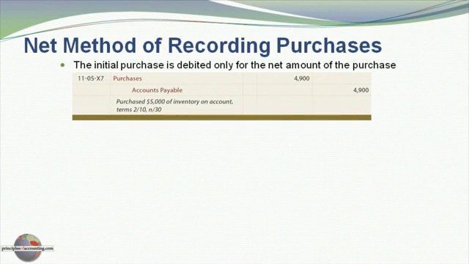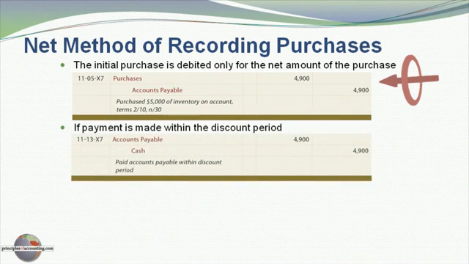If we look at exactly the same transaction under the net method, the initial purchase is recorded for the net amount. So here I'm recording the purchases for $4,900, anticipating the taking of the discount already. If payment is made within the discount period, it's very simply a matter of crediting cash and debiting accounts payable for the amount that's due, $4,900.